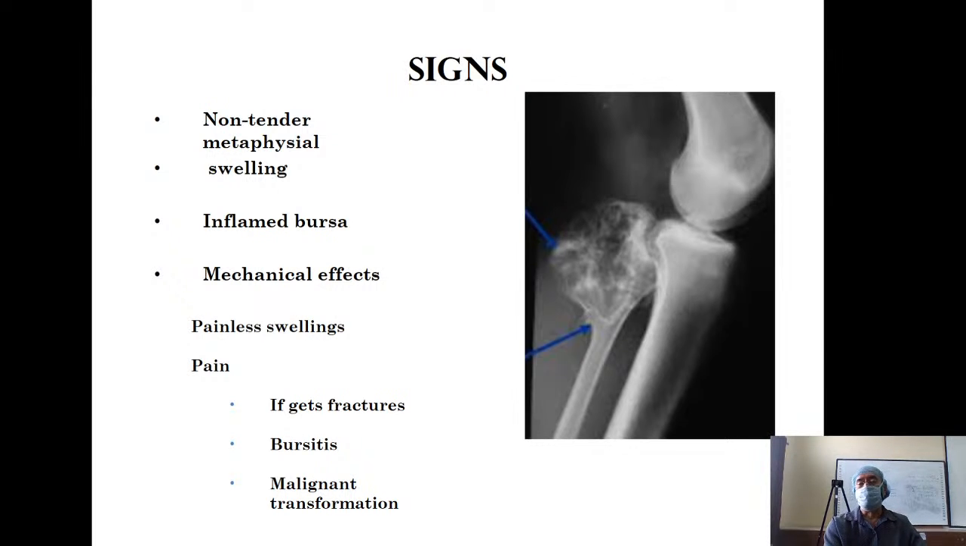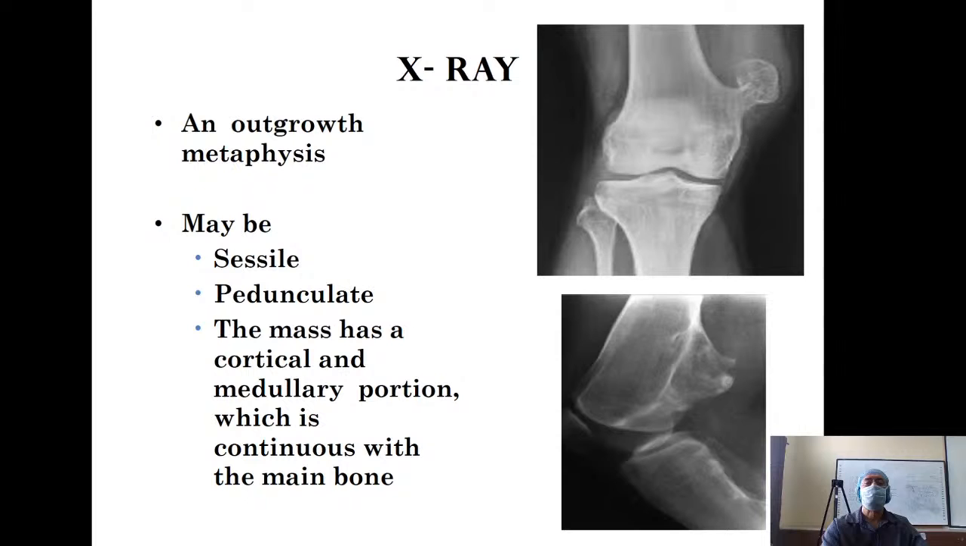So these are the conditions which can lead to a normally docile, benign, non-tender swelling giving problems to the patient, being painful. If there is a fracture, if there is a bursitis, or if there is a malignant transformation, then only the patient will have pain. Otherwise, there is no pain. If you take an X-ray, this is a typical example of how it can be seen. You can see in the top X-ray, it will be like a mushroom. But in the lower X-ray, in another patient, there is some difference in the shape of the tumor.